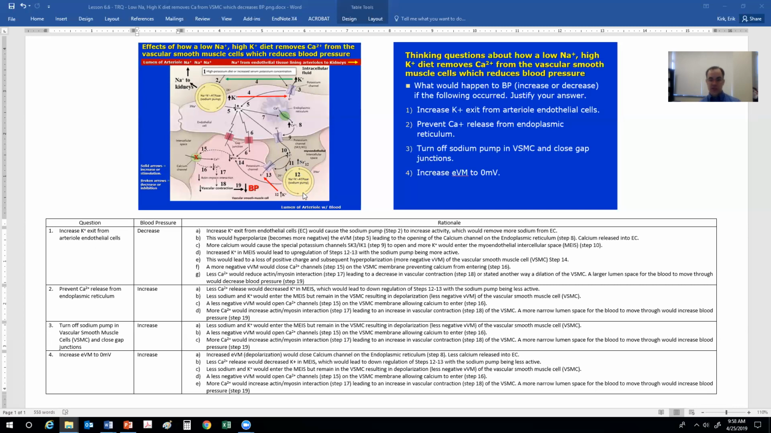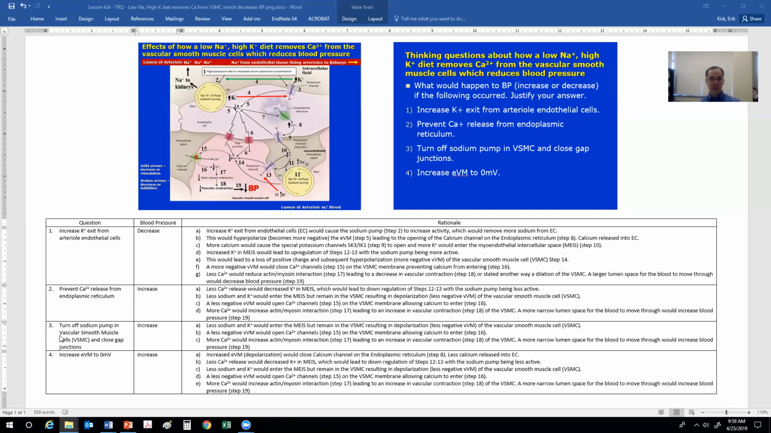With less sodium removed, the vascular smooth muscle cell would not hyperpolarize, and therefore these calcium channels would remain open, allowing calcium to enter. You would have an increase in actin and myosin interaction, an increase in vascular contraction, and therefore the narrowing of the lumen space of the arteriole, and less space for the blood to go through, and therefore an increase in blood pressure to help with that blood flow. So this would be an increase in blood pressure if you prevent calcium release from the endoplasmic reticulum.